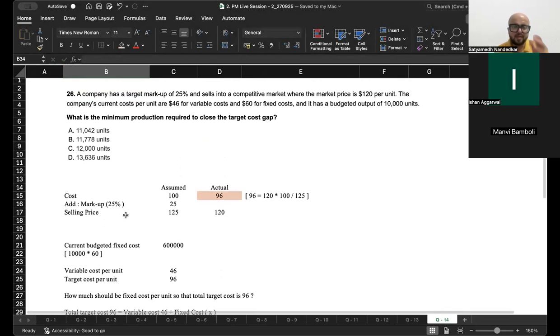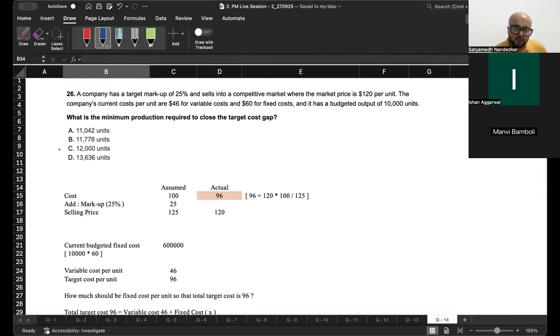Okay. So what is the minimum production required to close the target cost gap? If you produce 12,000 units, 6 lakh cost upon denominator of 12,000 will be 50, 46 plus 50 will be 96. Right? A slightly different question, a little different. Yes, sir. Okay.